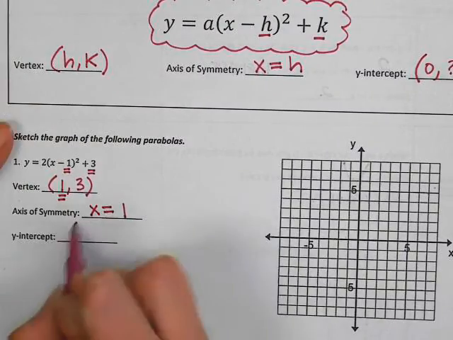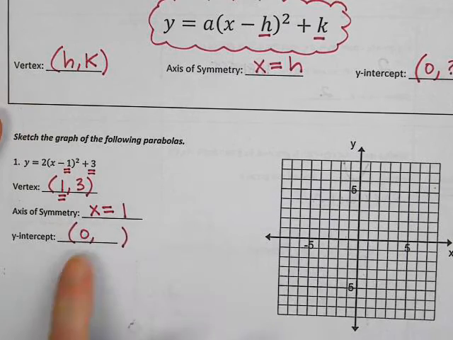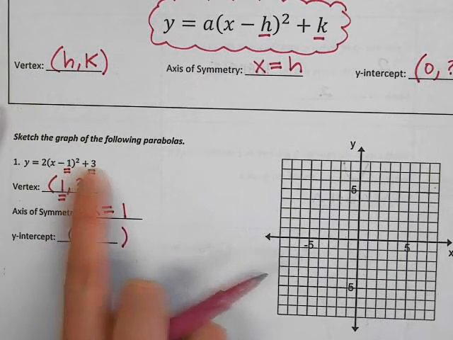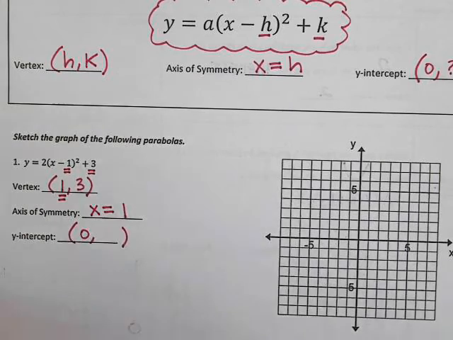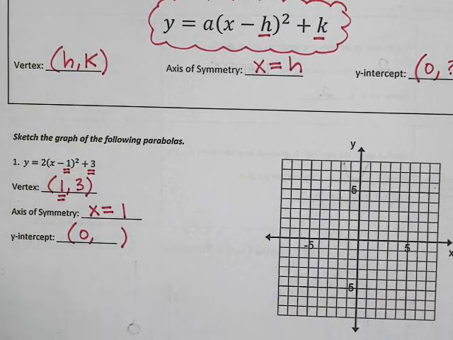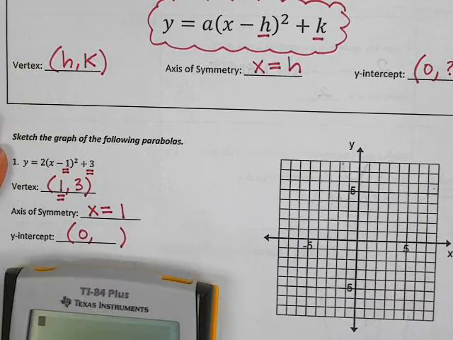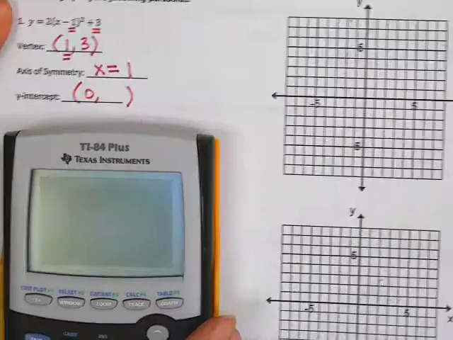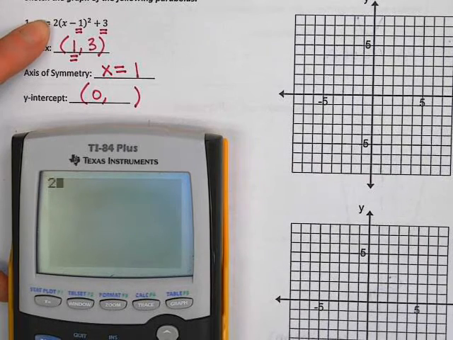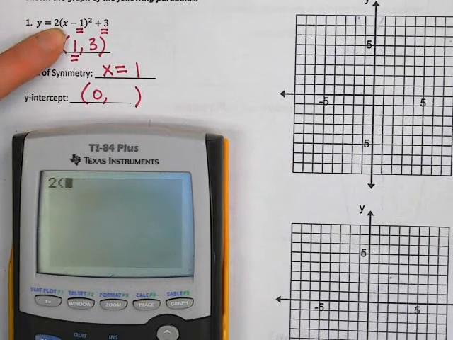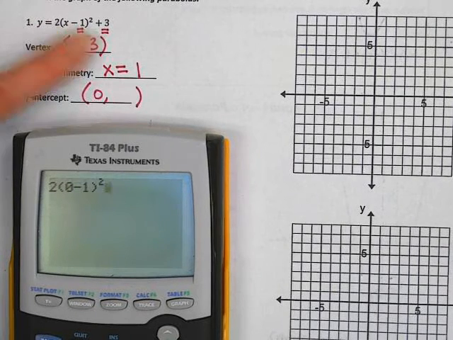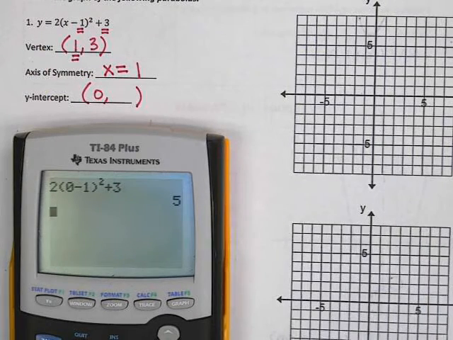So x equals 1. And the y-intercept is 0 comma something. You guys got to plug in 0 wherever you see an x. Okay, so I'm going to pull out my calculator, and we're going to plug in 0 for x to get the y-intercept. So let's do it here. All right, so 2 parentheses, x is now 0, so it's 0 minus 1 parentheses squared plus 3. And whatever you get, that's going to be the y-intercept. So 0 comma 5.